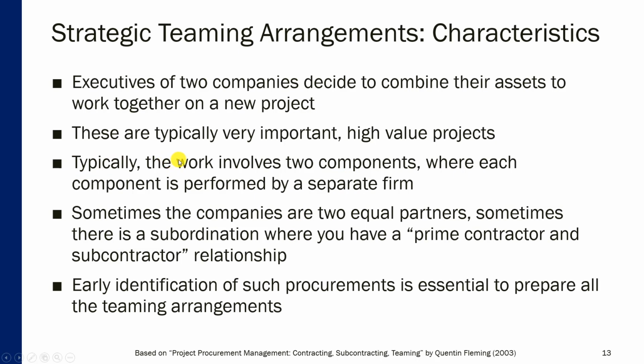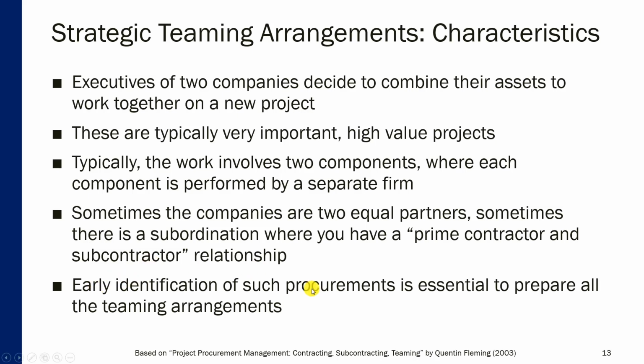So if you have two companies, typically the work involves two components where each component is performed by a separate firm. If you're talking about airliners, we're talking about probably thousands of components produced by dozens or hundreds of different vendors. Sometimes the companies are two equal partners. Sometimes there is a subordination where you have a prime contractor and subcontractor. So one will be the main partner, the other company will be a minor partner.